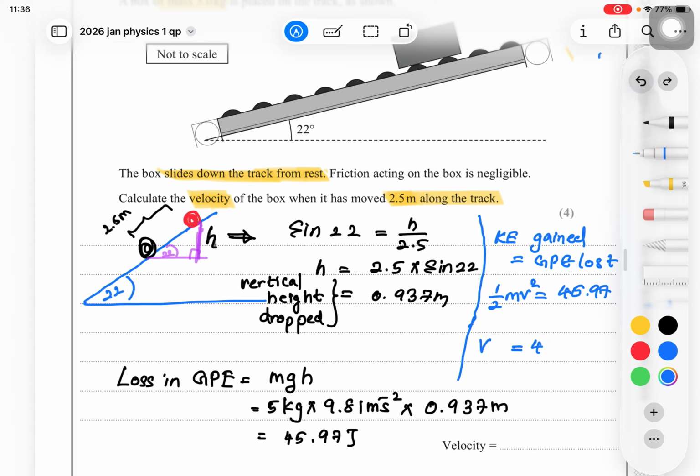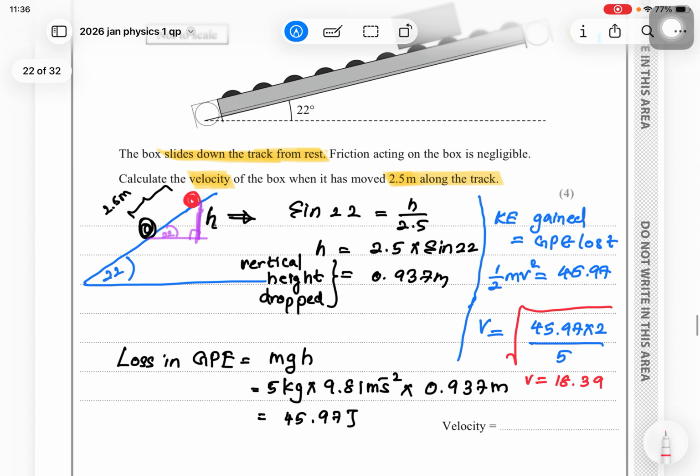45.97 times 2 divided by the mass, which is 5. And then we take the square root of it. So v is going to be, the answer is, 4.29 meters per second. So that is our velocity. This is how we can take our final answer.